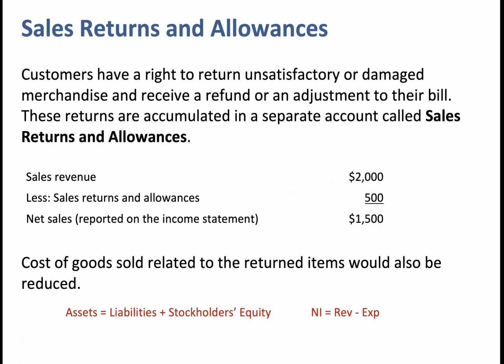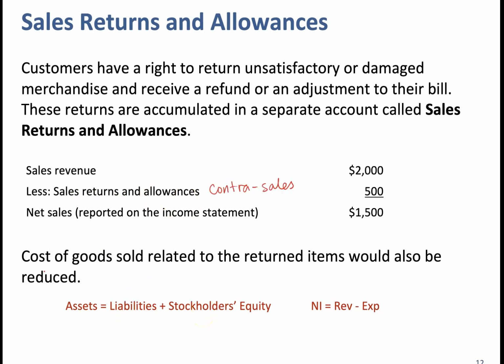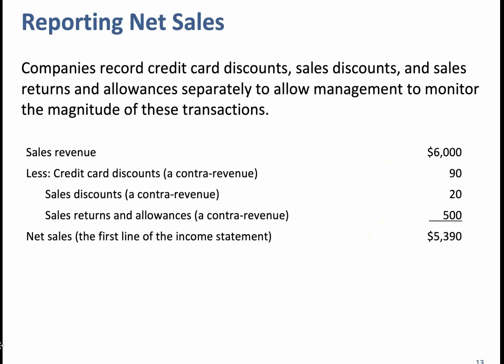So one question I get asked the most is, where does this return and allowances belong, right? Is it an asset account, liabilities account, or stockholders' equity account? Well, this account is called a contra sales account, which is basically just the opposite direction of our sales. It works against the original sales amount and would reduce the sales amount to the net sales, which is from 2,000 to 1,500.